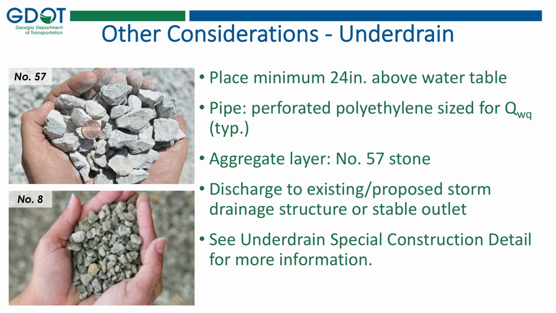The bioslope underdrain should outfall directly to a stable outlet or be connected to an existing or proposed storm drainage structure. The aggregate surrounding the underdrain should be comprised of number 57 stone. Underdrains designed for bioslopes may be significantly longer than those in other BMPs. See Underdrain Special Construction Detail for more information.